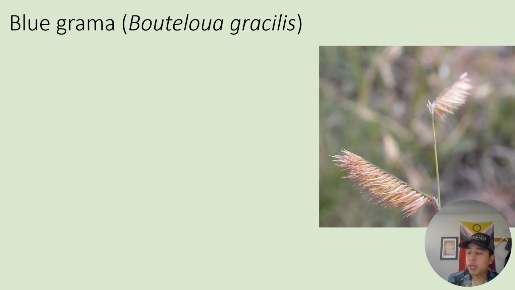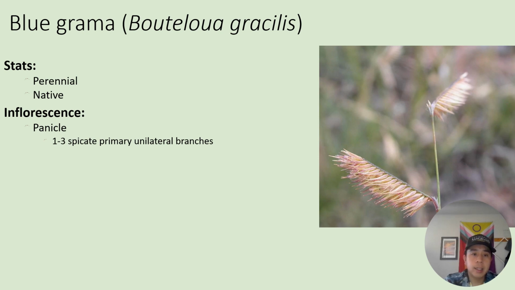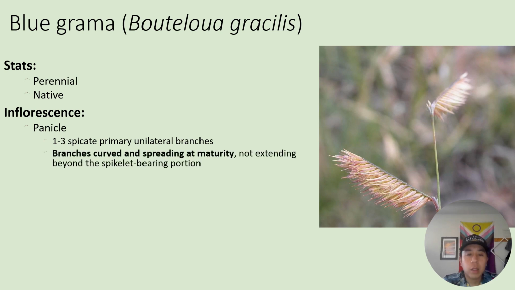Finally, we have blue grama, Bouteloua gracilis. In terms of its stats, it's a perennial native, and its inflorescence is also panicled, and again has 1 to 3 spicate, primarily unilateral branches. And so in this case, they're primarily unilateral, and so they may not always be unilateral. The branches are often curved and they spread at maturity, not extending beyond the spikelet bearing portion.